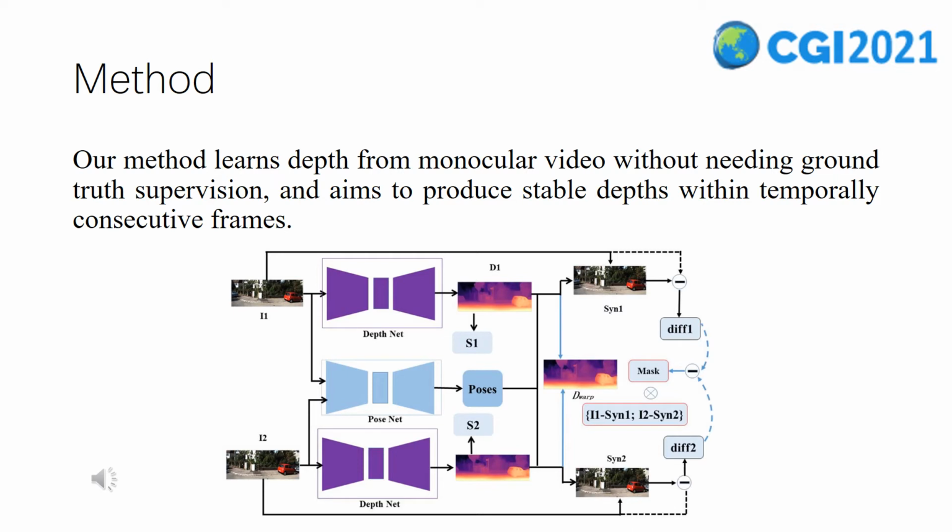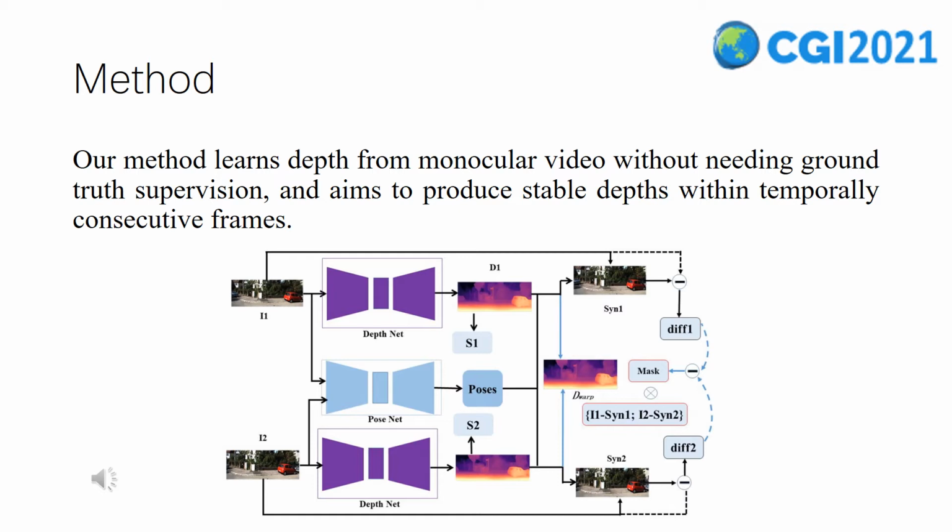Our method learns depth from monocular video without ground truth supervision and aims to produce stable depths within temporally consecutive frames. This is our method framework. Given two temporally consecutive video frames L1 and L2, the depth nets estimate the depth maps D1 and D2. Pose nets estimate the camera pose from L1 to L2 and L2 to L1. Then we compute the temporal smoothness terms S1 and S2, and the temporal smoothness loss LTS.